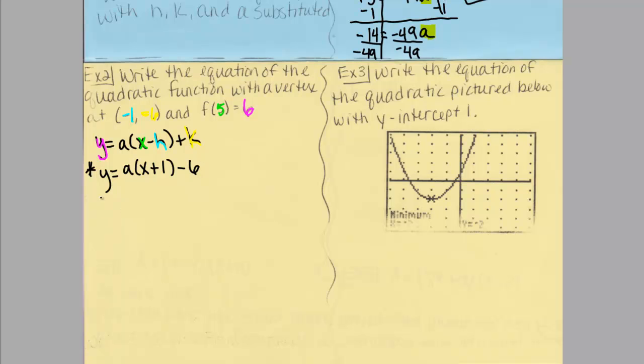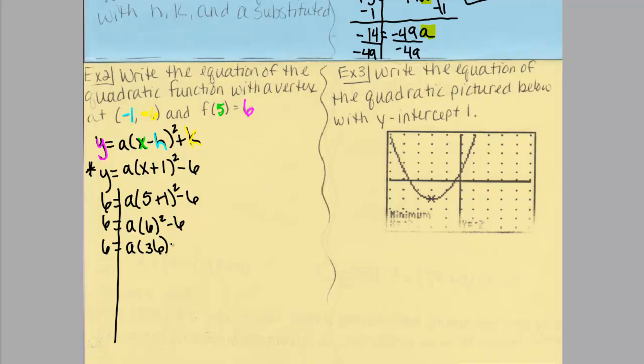Alright, now we're going to replace our y and our x. Our y is pink, so we're going to replace it with 6. Our x is green, so we're going to replace it with 5. Here's our new equation. We need to do our parentheses first. Oh, I forgot the squared symbol. I apologize. Don't forget about your squared. 5 plus 1 is 6, squared, minus 6. 6 is equal to 6 squared, which is 36, minus 6.